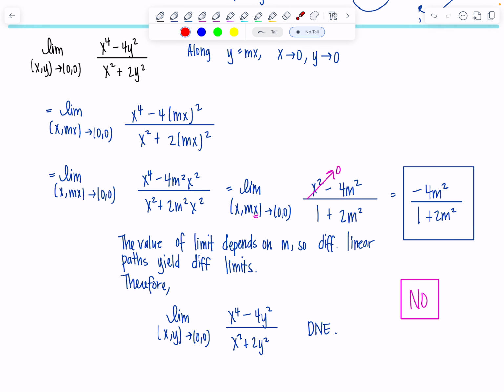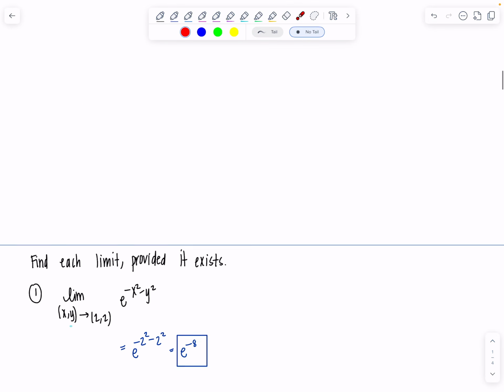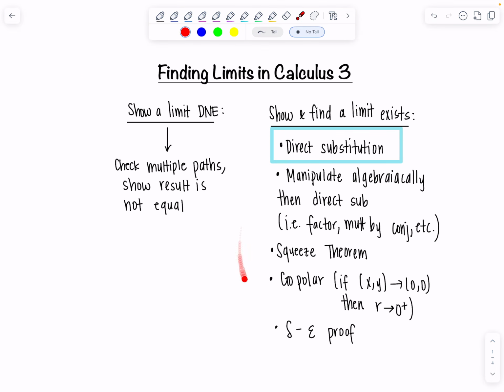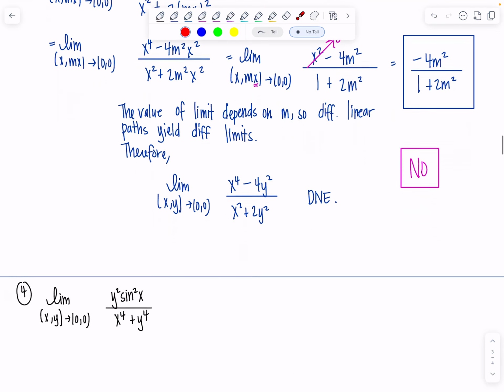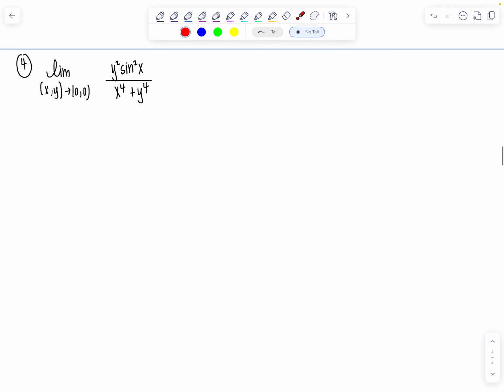And if after a while you're testing paths, and you keep getting the same number and you go, man, I'm really thinking the limit does exist, it's got to be this number, then you got to shift gears. Then you go back to one of these strategies here. Path testing is only to show a limit does not exist, okay? Good. Let's get back to where I was. Here we go. The limit as (x, y) approaches (0, 0) of y squared sine squared x over x to the 4th plus y to the 4th. Why don't you pause the video, try this one on your own? It's good practice for you.